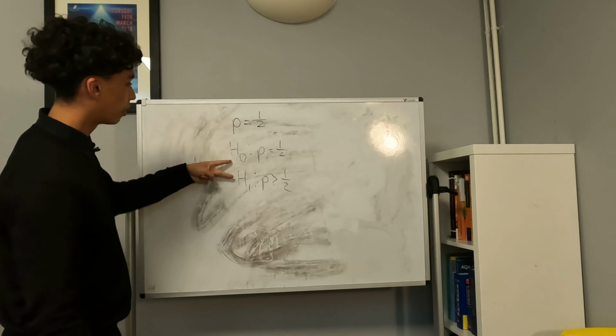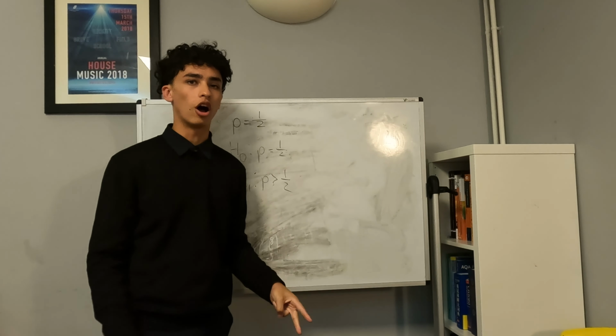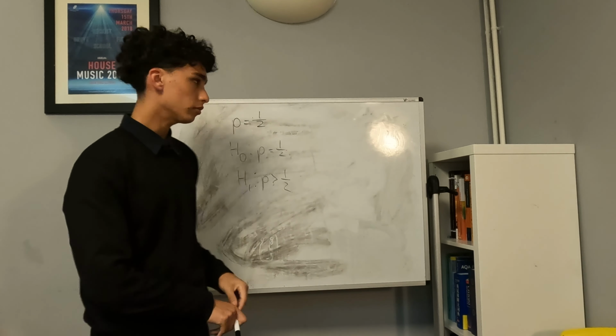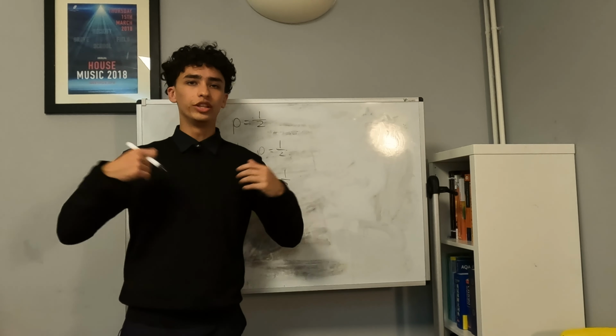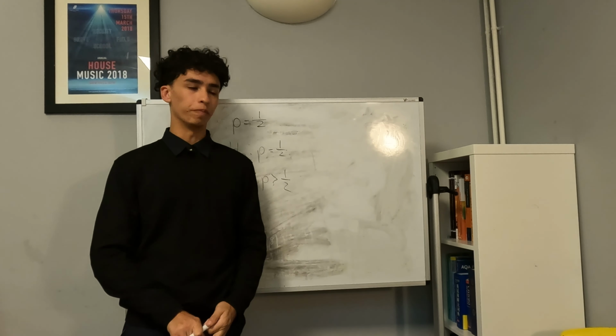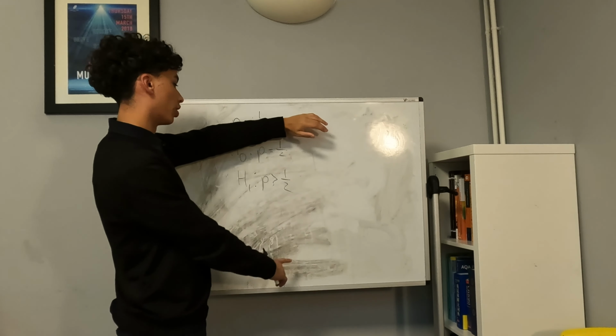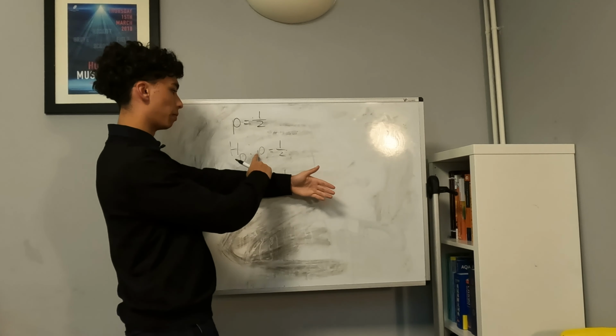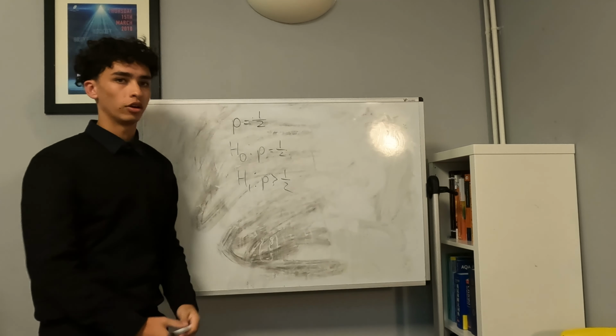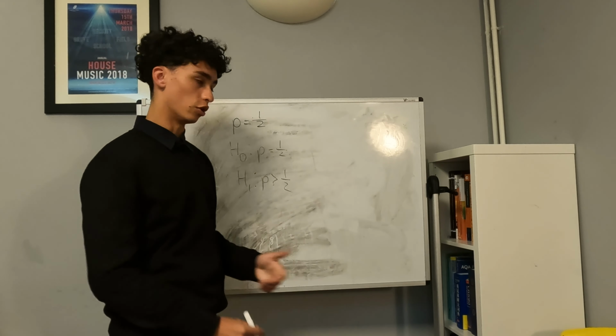So now we have these two hypotheses. We're going to conduct our hypothesis test. So, what do we do when we conduct a hypothesis test? Well, we're going to find the probability of the probability being bigger than 1/2, assuming that the probability is 1/2. That will make a bit more sense to you as I go through.